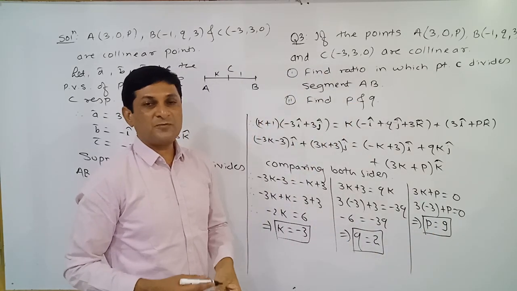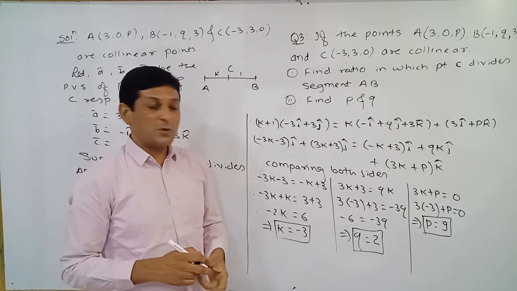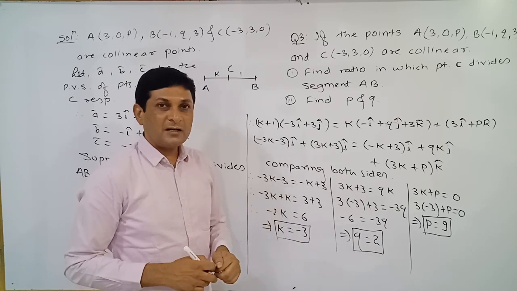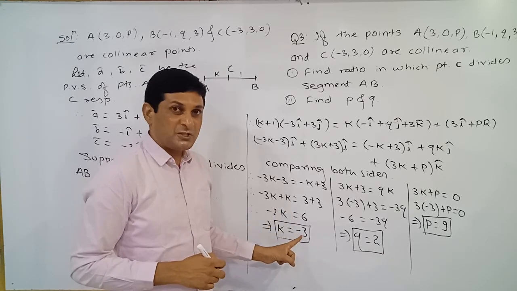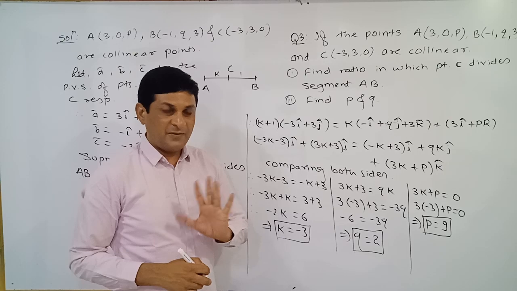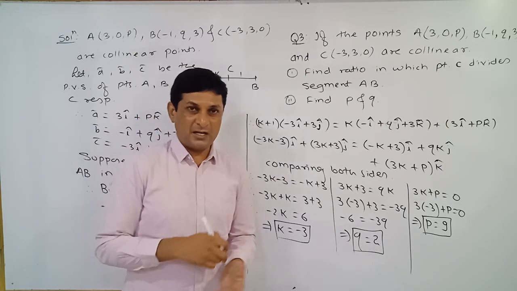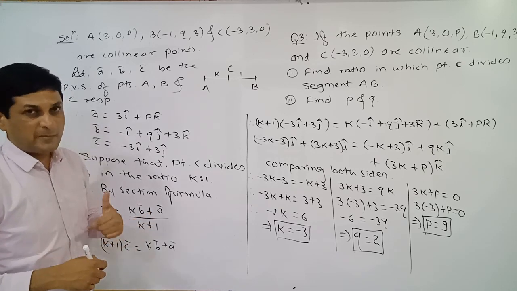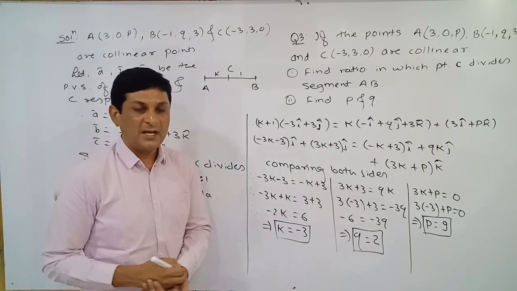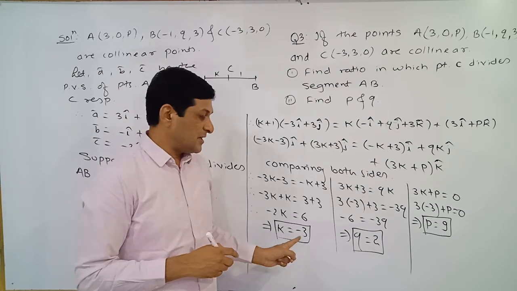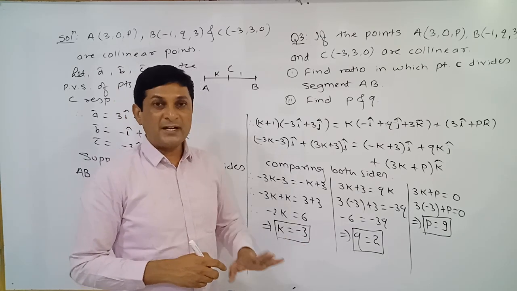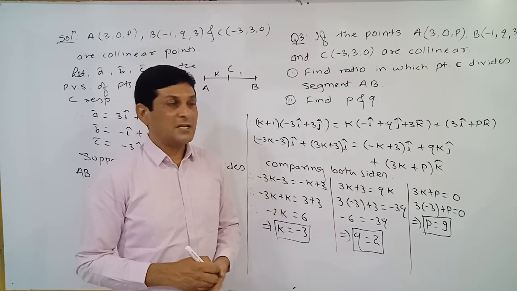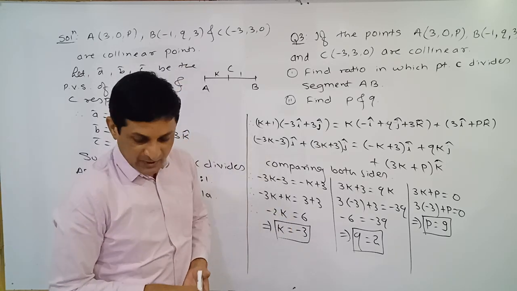But the first part is what? Find the ratio. The ratio here we have denoted by k. And the value of k is what? Positive or negative? Negative. So definitely we know that we have applied the section formula, we have taken plus here, means we have applied the section formula for internal division. And applying internal division, in case the value of the ratio is negative, its meaning is that the division is not internal, it is external.